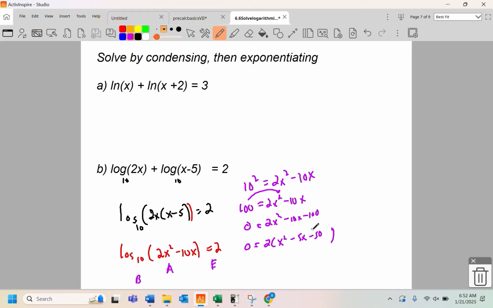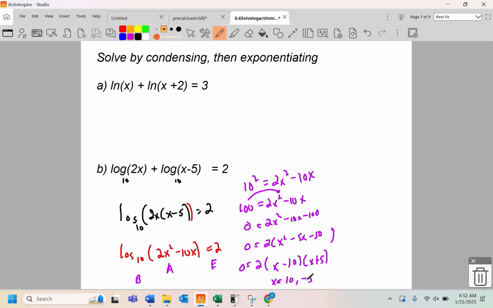Now, are there factors of 50 that add to -5? And there are, because you can use 10 and 5. So 0 equals 2 times (x - 10) times (x + 5). So using the zero product property, my solutions are 10 and -5.